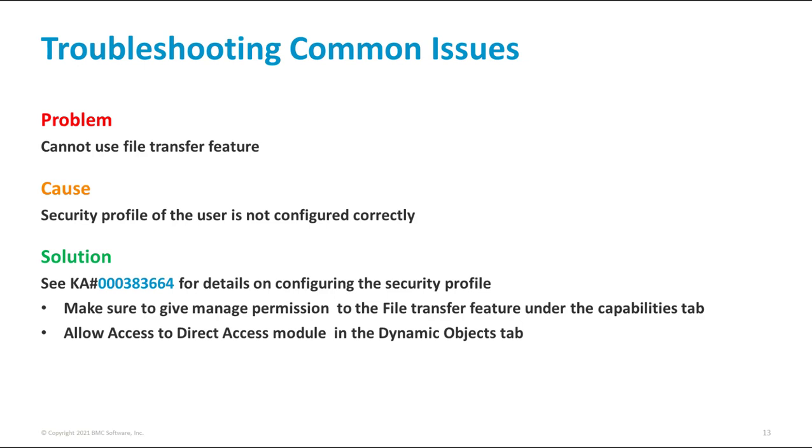One of the issues is where the end user is not able to use the file transfer feature. The main cause of this issue is that the security profile of the end user is not configured correctly. So we will need to make sure that the manage permission for the file transfer feature is enabled under the capabilities tab, and allow permission is given to the direct access module under the dynamic object tab. More detailed information is shared in the knowledge article that has been shared in this PPT.